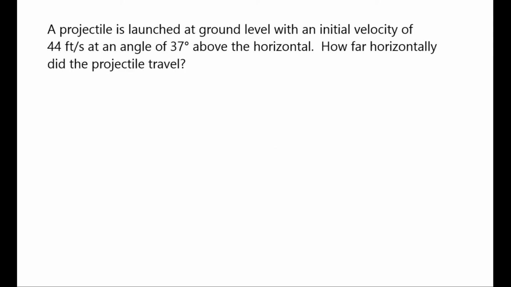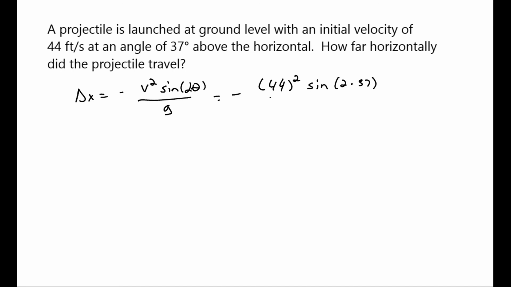Alright. A projectile is launched at ground level with an initial velocity of 44 feet per second, at an angle 37 degrees above the horizontal. How far horizontally did the projectile travel? So we use delta x equals negative v squared times sine 2 theta over g. We're looking for delta x, so we're going to say negative 44 squared times sine of 2 times 37 over, which g are we going to use? Yep, negative 32 feet per second squared.